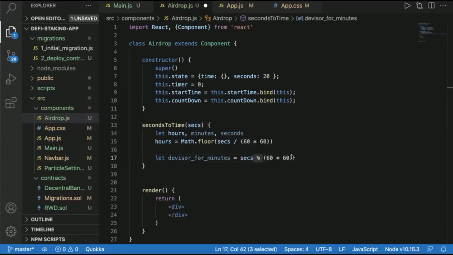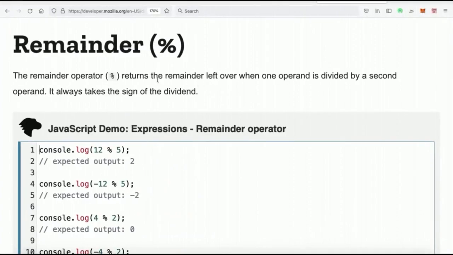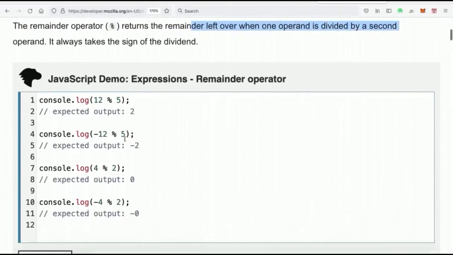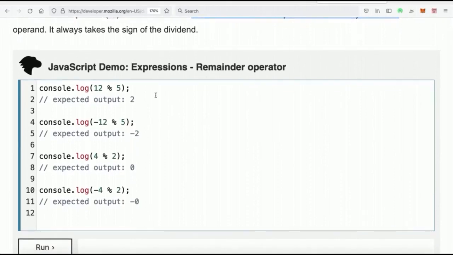Now, what is the remainder operator in JavaScript? Well, essentially, the remainder operator returns the remainder left over when one operand is divided by a second operand. And it always takes the sign of the dividend. So what does that mean?